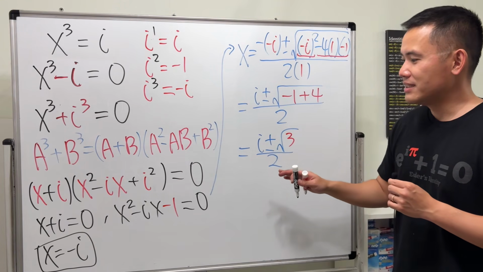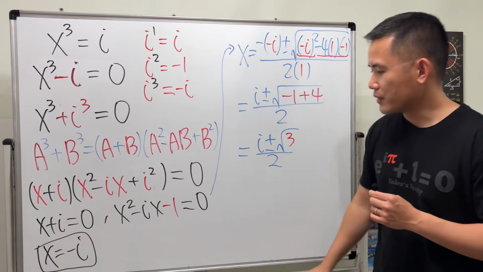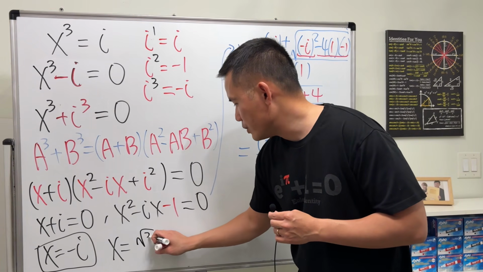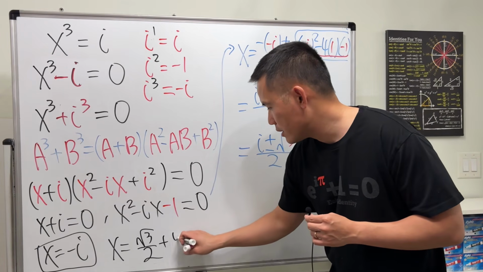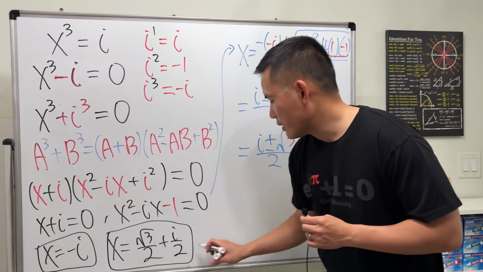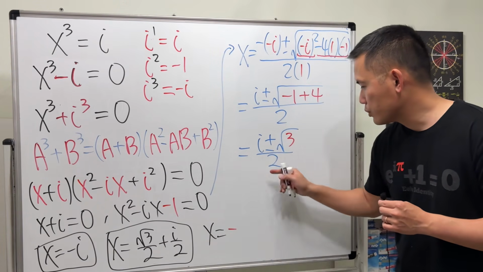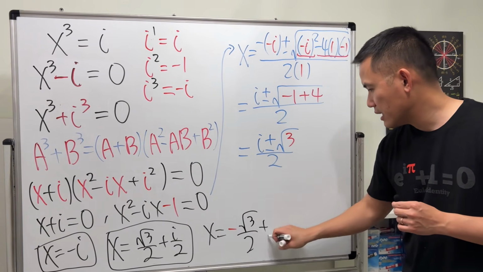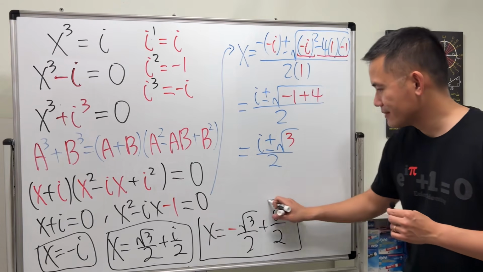Now, I would like to write this down in the standard form of a complex number. I'm going to put the real part first. So we can get x equals square root of 3 over 2 plus i over 2. So that's the second answer. Now, one more answer, negative square root of 3 over 2, and then still plus i over 2. And that's the third answer.